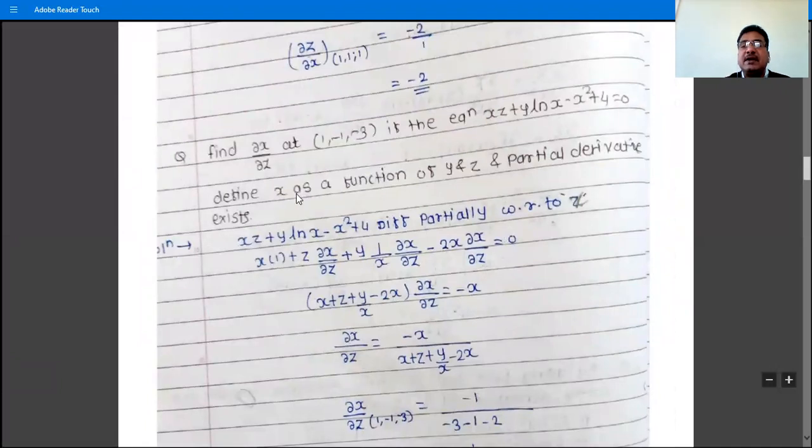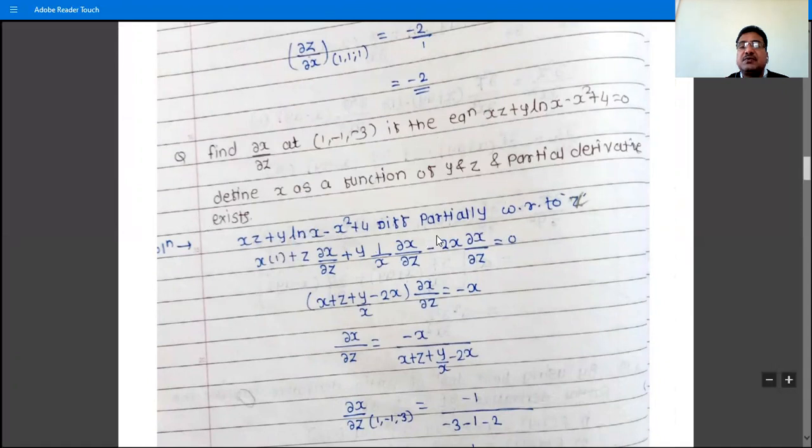Similar problem here. The equation is given and x is a function of y and z. Now we find the derivative of x with respect to y as well as z. But y and z are independent. That is, the derivative of y with respect to z is 0 and the derivative of z with respect to y is 0. But the derivative of x with respect to y and z is not equal to 0, because x is a function of y and z.